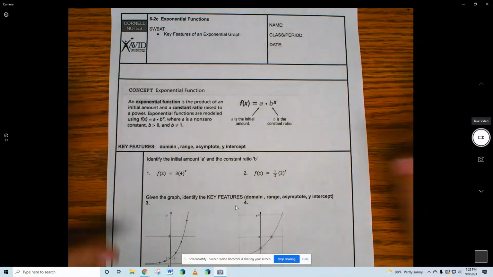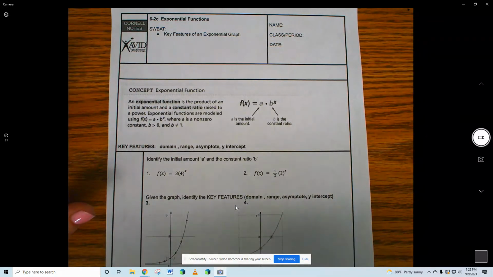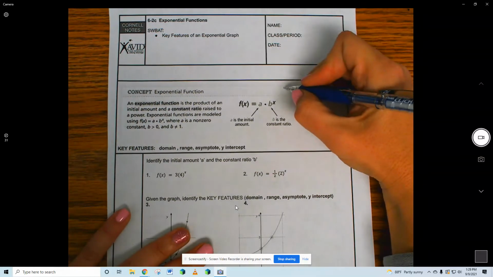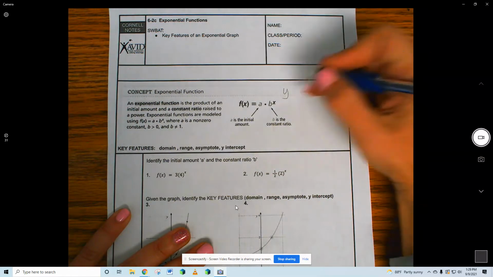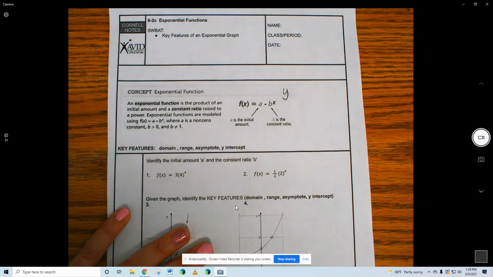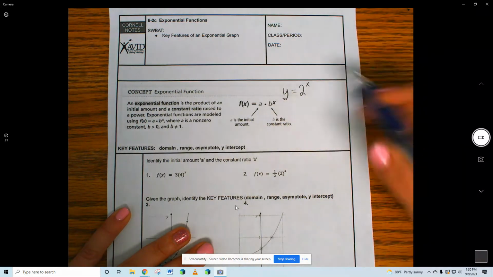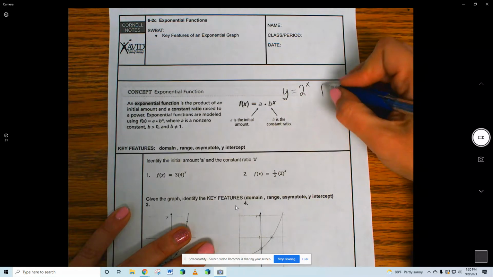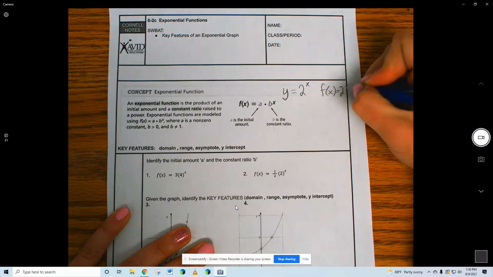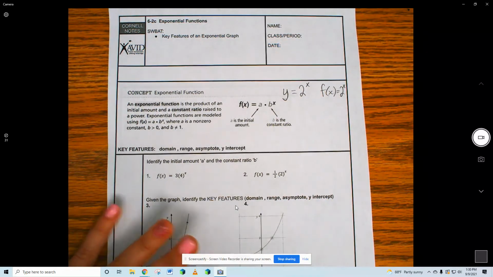So what have we got going on? I have shown you that we've been graphing equations. We're at 6.2c. Yesterday we just did domain and range. So I gave you a lot of equations like y equals 2 to the x, or f of x equals 2 to the x, something like that.